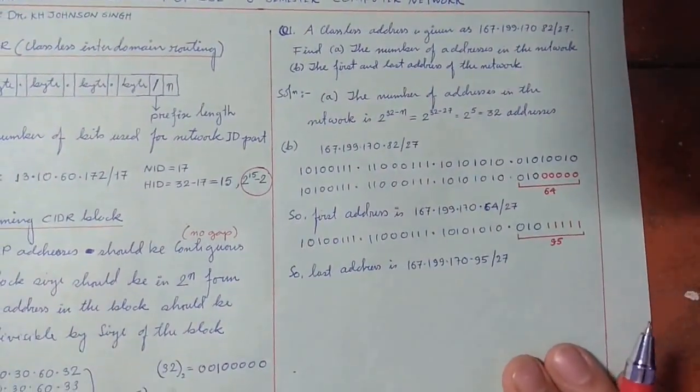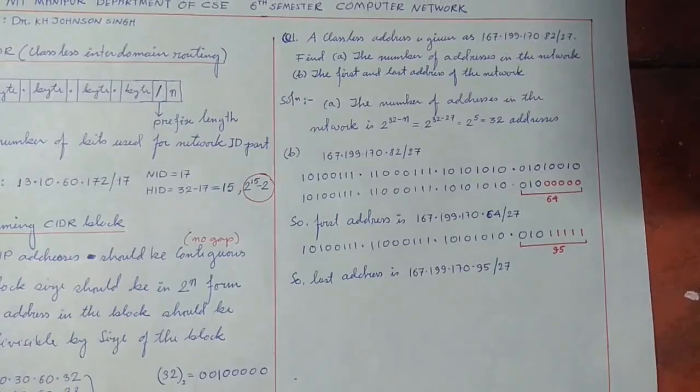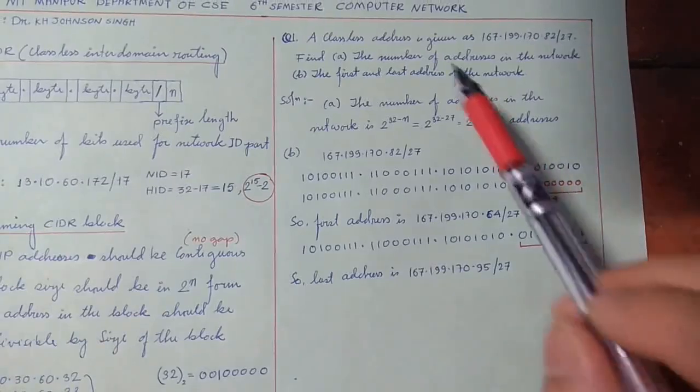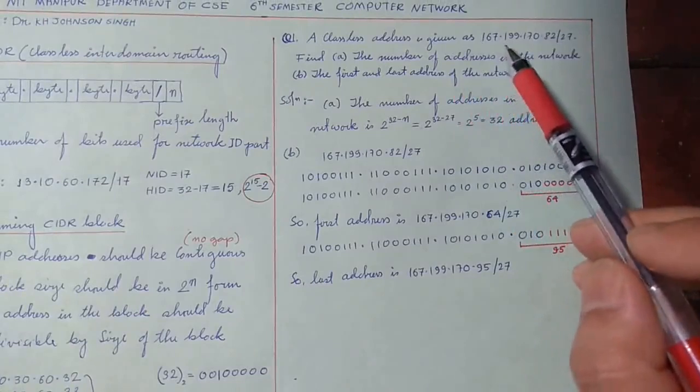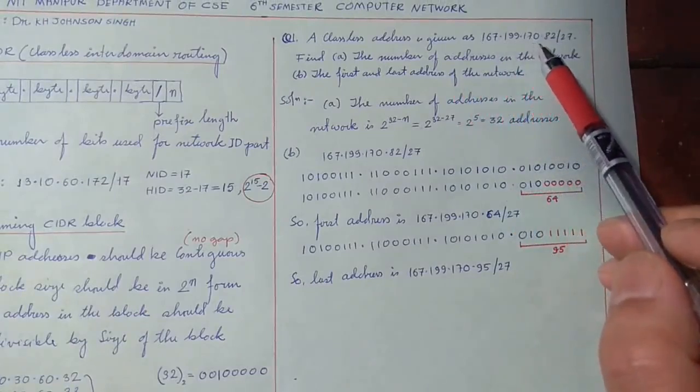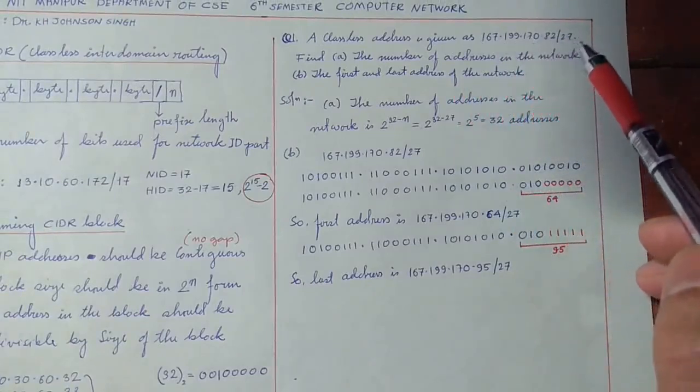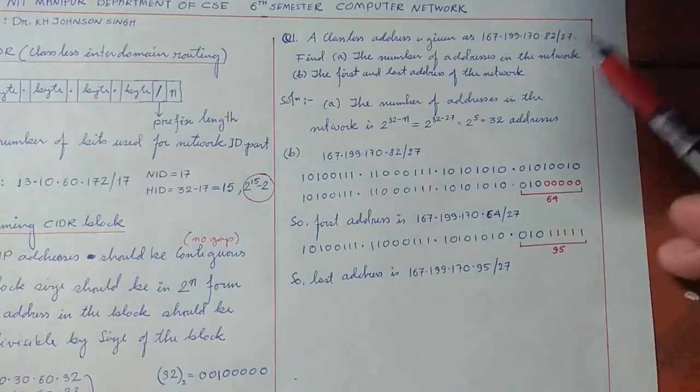Let us see a question, to check whether we can solve such questions or not. The question asks: a classless address is given as 167.199.170.82/27. /27 is the CIDR notation here.